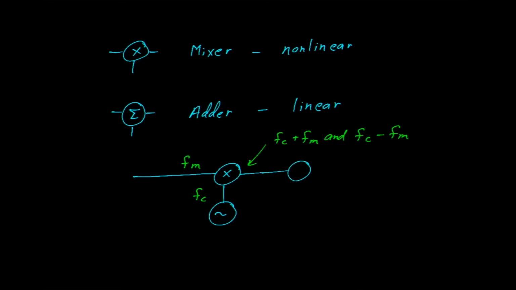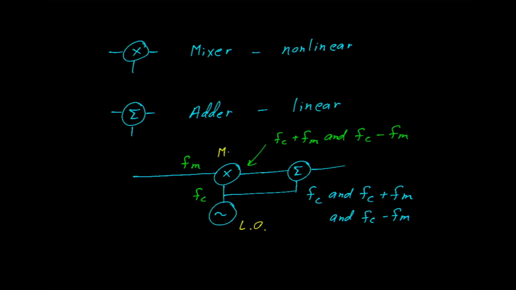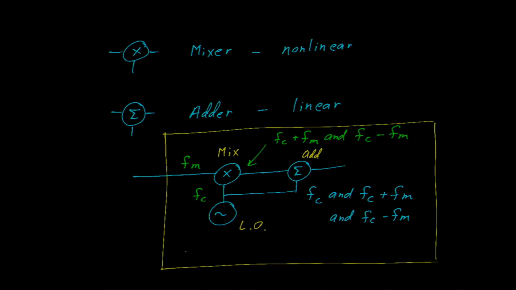So what we need to do is put an adder here. We need to inject the carrier back in. Now we have the carrier, FC plus FM, and FC minus FM. In the near future, we will build such a circuit in the lab where we take a local oscillator, a mixer, and an adder to produce our AM modulator.